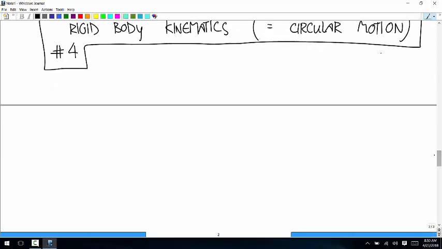Okay, so there's a carousel. It has a radius of 6 meters.